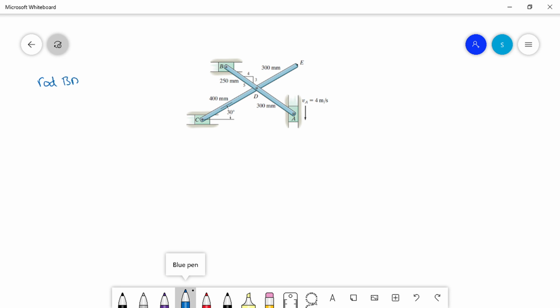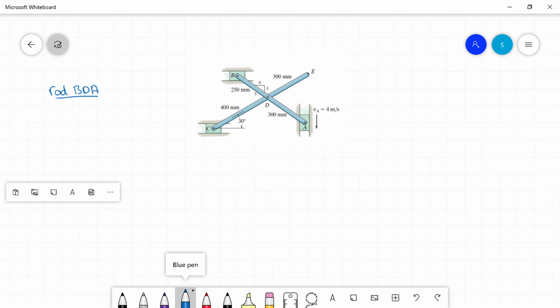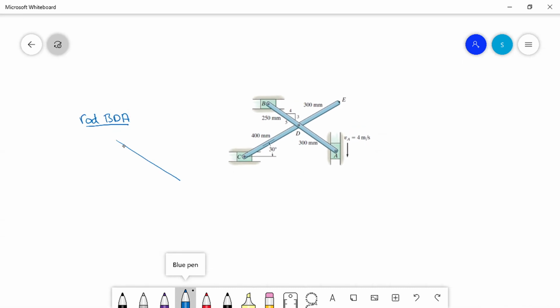BDA. Okay, so the rod BDA. Let me draw that. That's the rod BDA. What do we know on the rod BDA? At A, we know the velocity of the point A, that is 4 meters per second. We have the point D. We know that the distance between D and A is 0.3. And we have the point B, and the distance between B and D is 0.25.